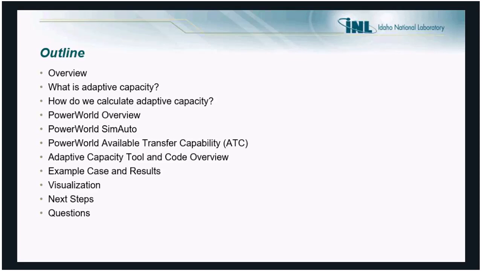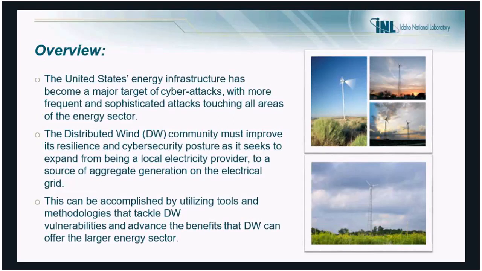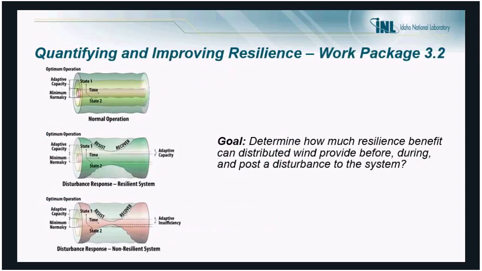So there's the overview, and now I'm just going to get started. This work was based on the Miracle project. It's focusing, for INL, on improving what distributed wind can do for resilience and cybersecurity in power systems. For this portion of the project, we're focusing on resilience and resilience metrics, and specifically, how can we show that distributed wind, and more generally distributed energy resources, can improve resilience, and how do we quantify that, and then work to improve it.